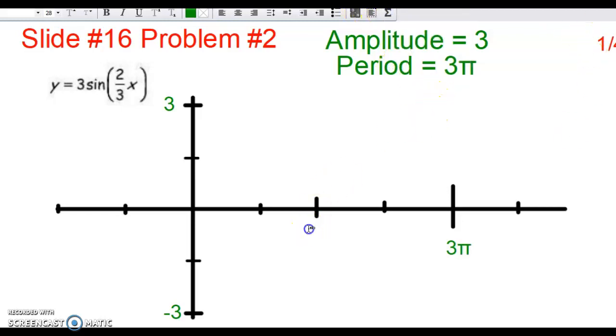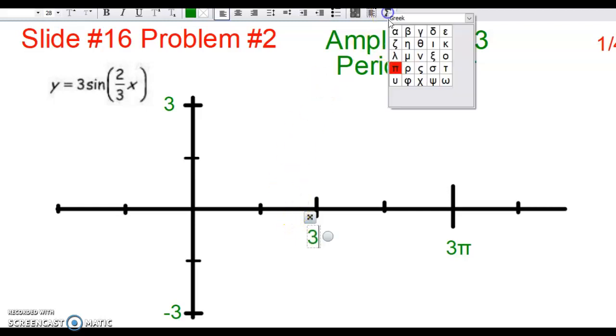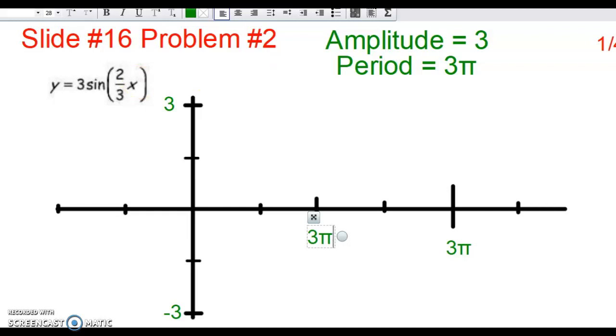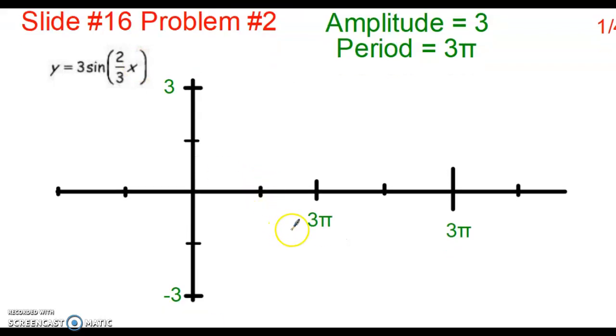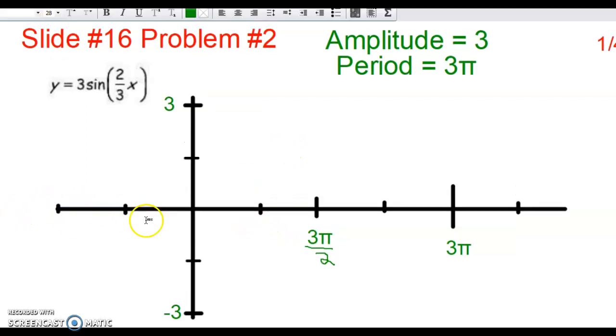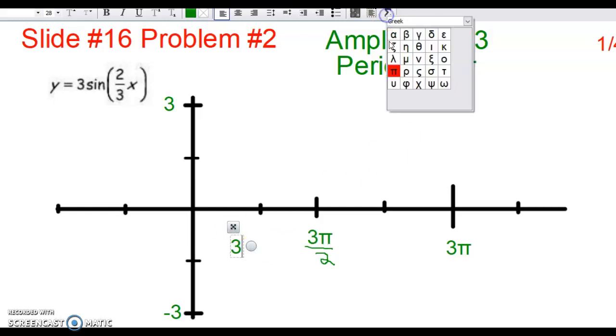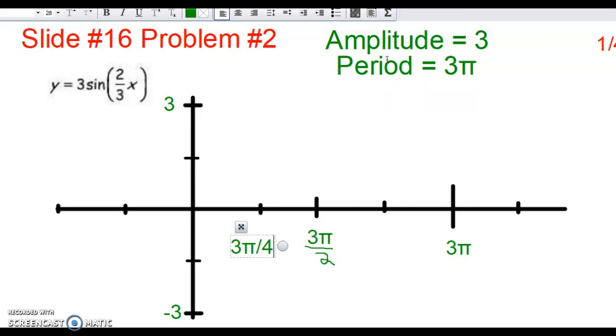Okay, well then what's half of 3 pi? 3 pi divided by 2. And let's just do that. Okay, great. That's halfway mark. Now what's half of this? Well, when you take half of something, you put a 2 in the denominator. So guess what this is going to be? This is going to be 3 pi over 4. And that's what we're counting by.